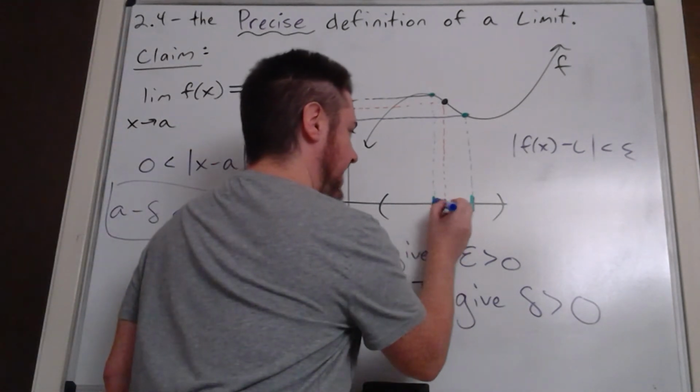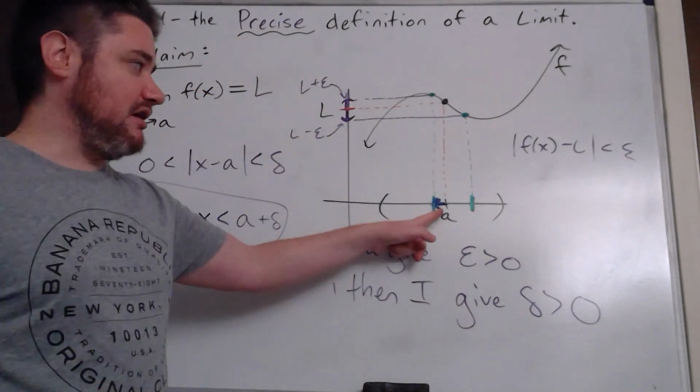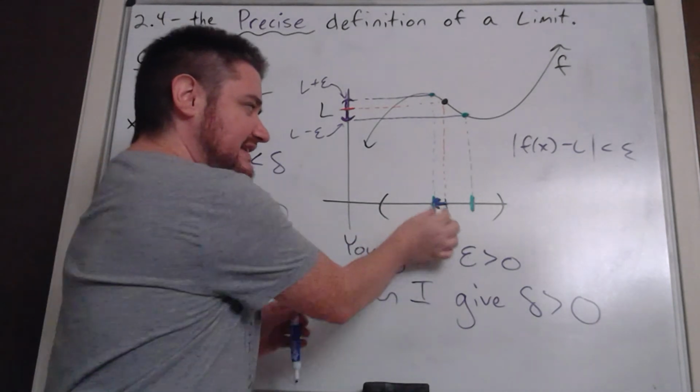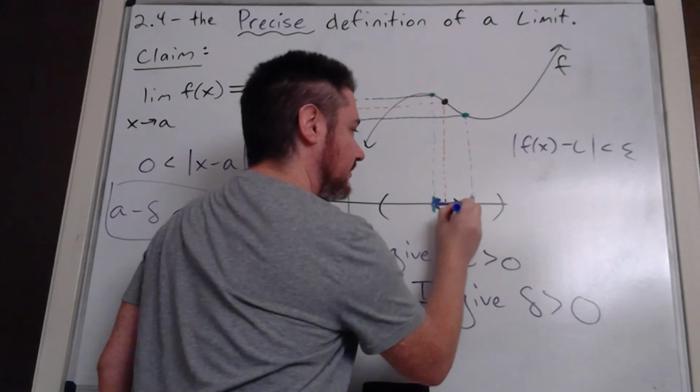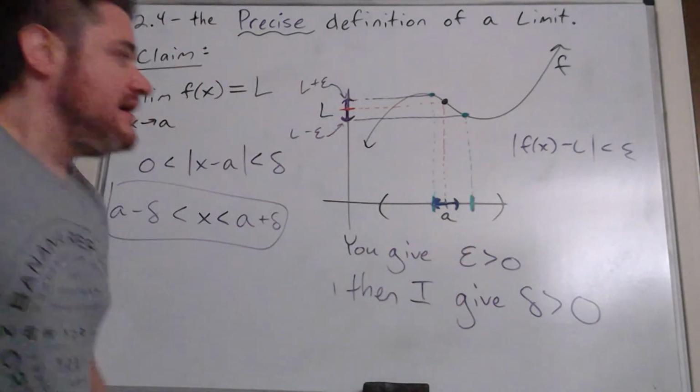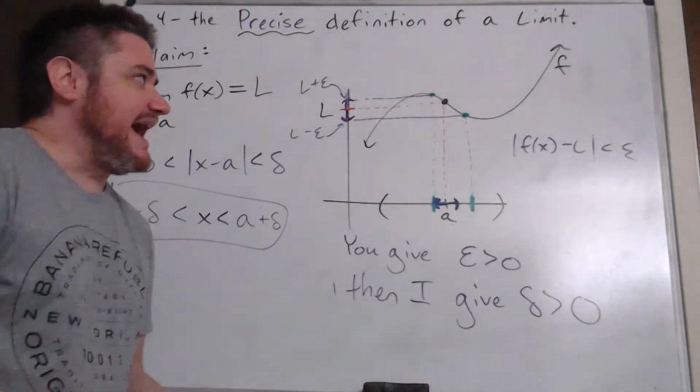So I want to draw that little horizontal line. That little gap right there, that's going to be my delta. And that means on this side, I'm only going to extend that way. All right. And there we go. I've done it. So in the picture now, I've done it.